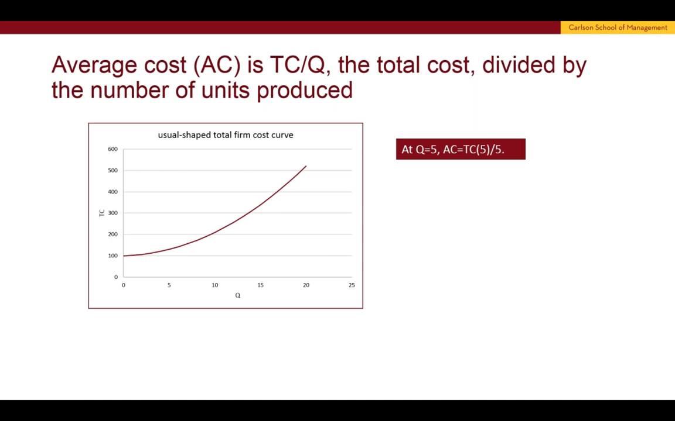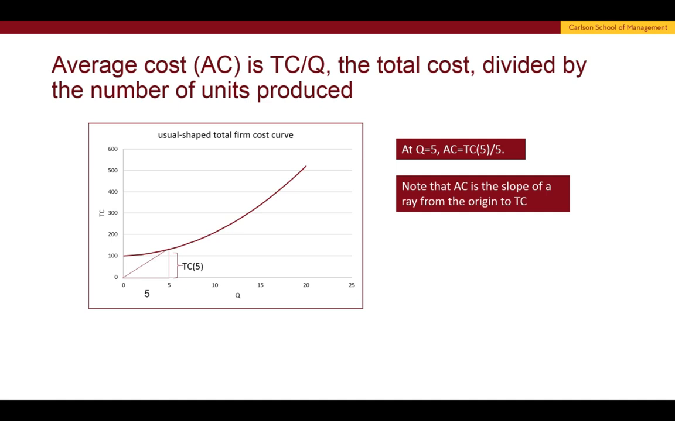To get an idea about this and to see how it works, let's think about a quantity like 5. At a quantity of 5, AC is the total cost of producing 5 units divided by 5. Now in this diagram, we can see this total cost of producing 5 units is this vertical distance indicated by the bracket above the number 5, and the total quantity produced is, of course, 5 units.